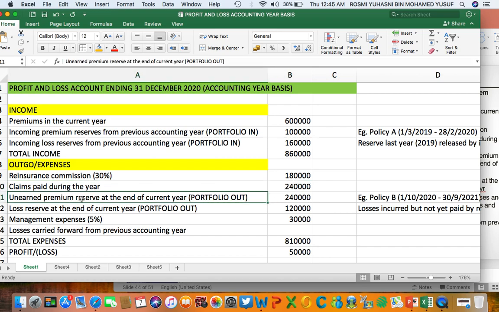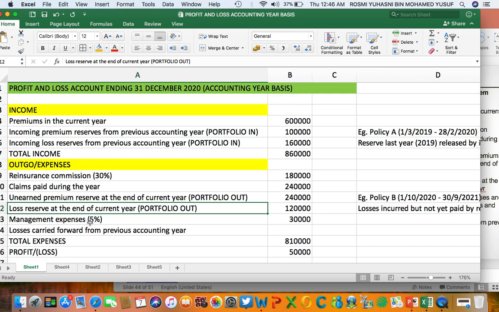Unearned premium reserve at the end of 2020. This will be registered as an expense. So for 2021, this will be income. Loss reserve at the end of 2020 is also registered as an expense. So in 2021, this is going to be income.